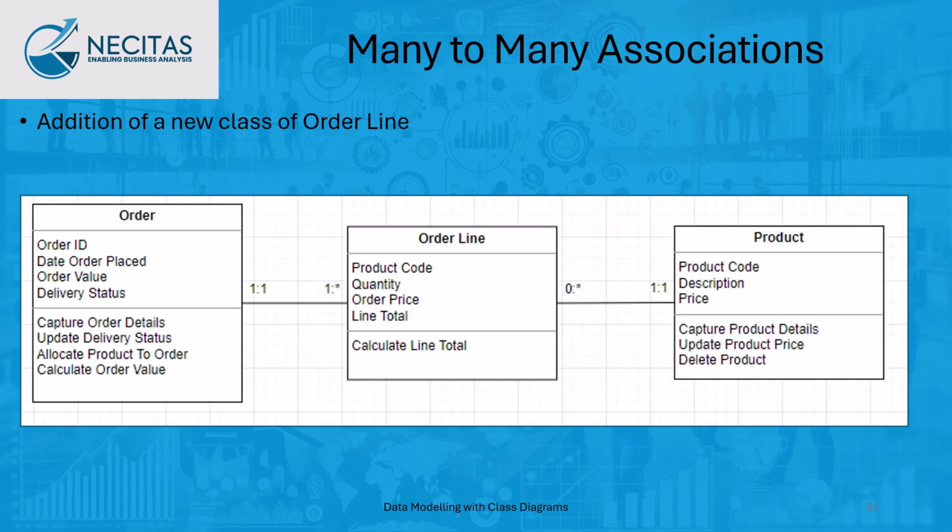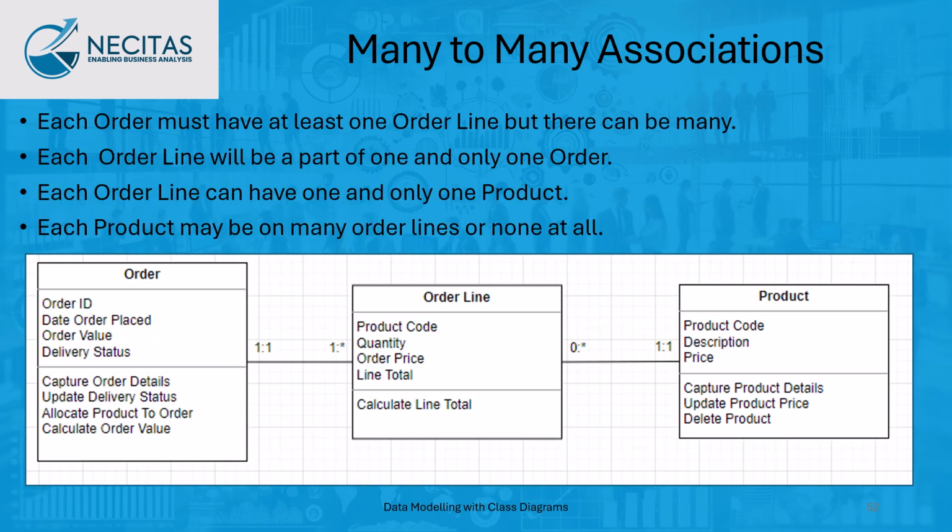Here you can see we've added the order line class along with the relevant associations. Let's examine these associations and the business rules supporting them. The business rules associated with the new order class are as follows. Each order must have at least one order line, but there can be many. Each order line will be part of one and only one order. Each order line can have one and only one product. Each product may be on many order lines or none at all.